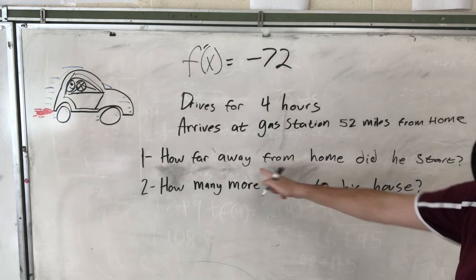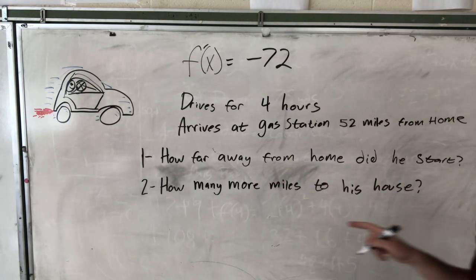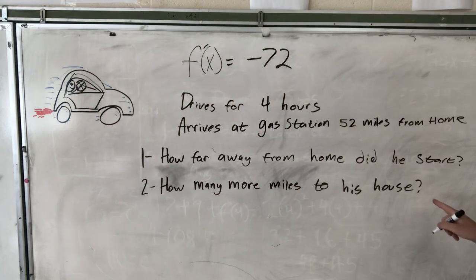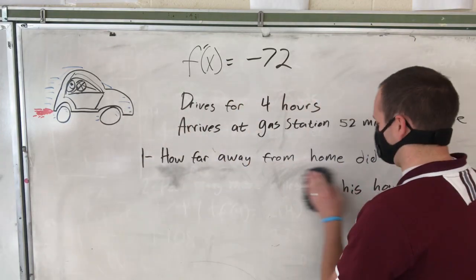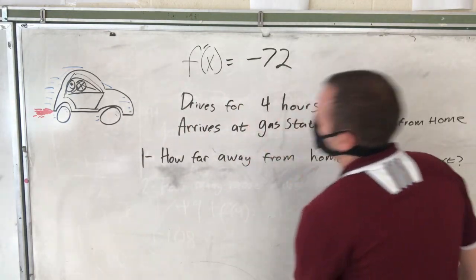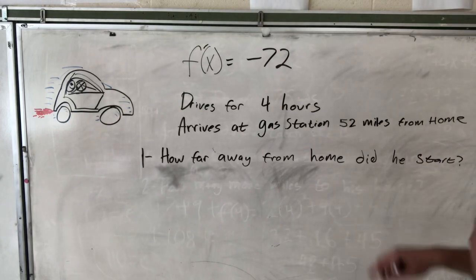So 2 questions. How far away from his house did he start? How many more miles to his house? Well, they already talked about that. 52 miles from his house. So that one doesn't even matter. Huh. We've already answered that question. 52 miles. So we just want to know how far from his house did he start?